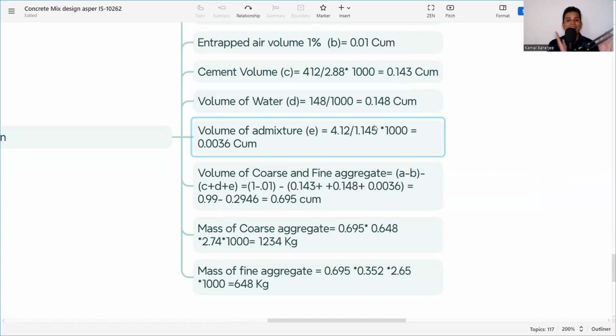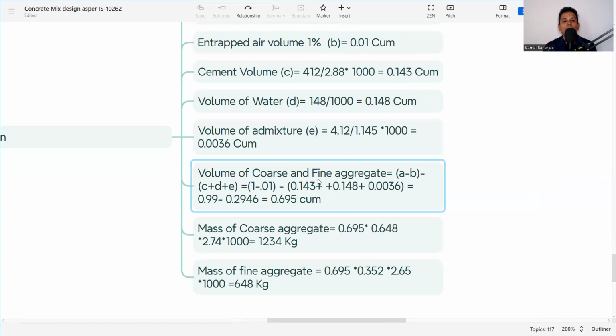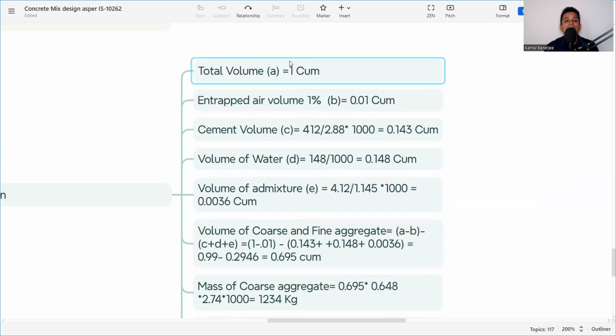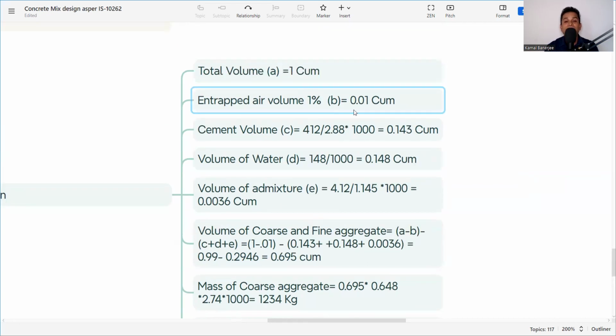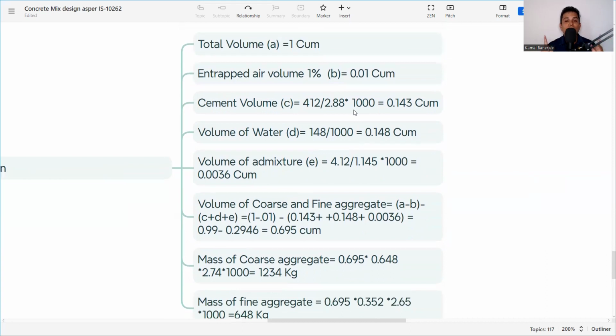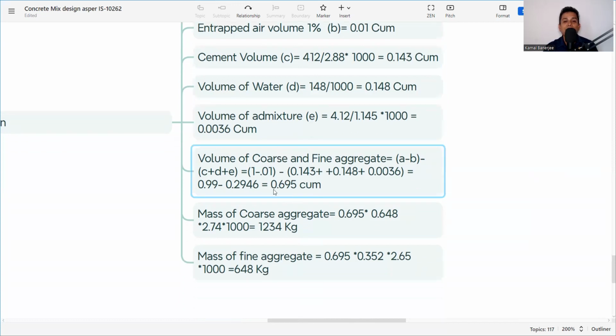Now, if we subtract this, what will we get? We will get the volume of coarse aggregate and volume of the fine aggregate in total. So let's do that. What is the volume of coarse and fine aggregate? A minus B. Why A minus B? A is total cubic meter minus the entrapped air. Air is 1%. So total mix will be 1, A minus B, then minus C plus D plus E. That means cement volume, water volume, and admixture volume. So we are getting 0.695 cubic meter total coarse and fine aggregate.